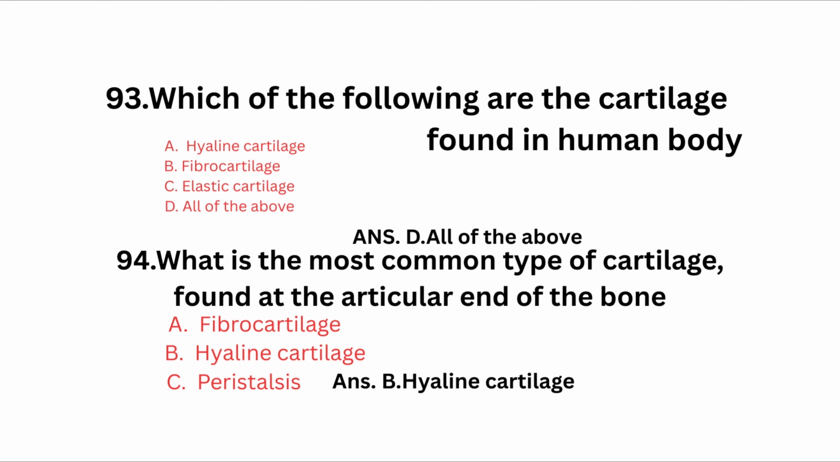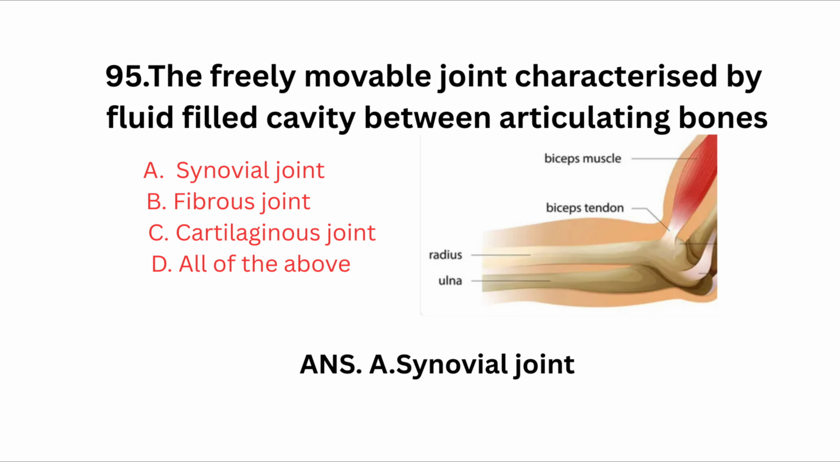93. Which of the following are the cartilage found in human body? A. Hyaline cartilage. B. Fibrocartilage. C. Elastic cartilage. D. All of the above. The answer is D. All of the above. 94. What is the most common type of cartilage found at the articular end of the bone? A. Fibrocartilage. B. Hyaline cartilage. C. Peristalsis. Remember, the answer is B. Hyaline cartilage.